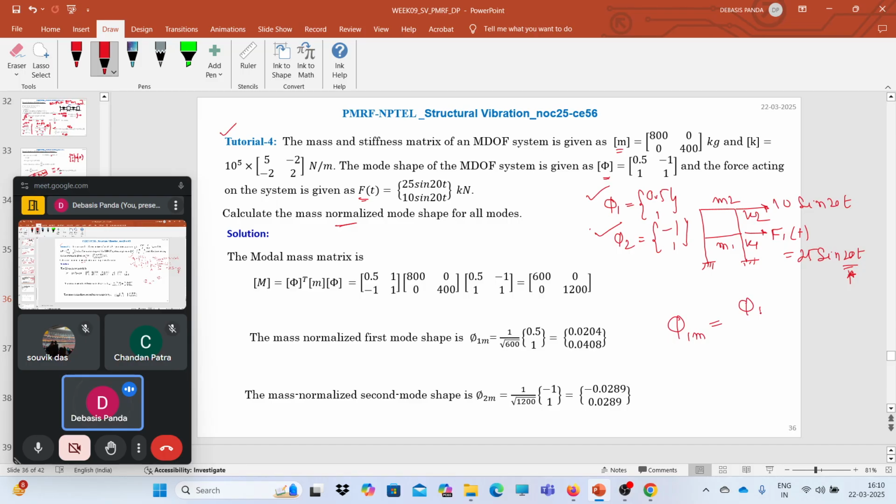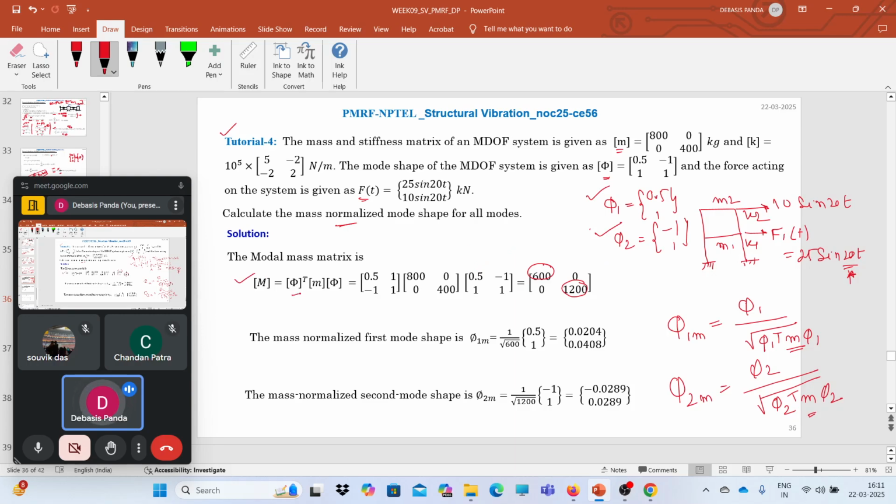So phi 1m is phi 1 divided by the square root of phi 1 transpose M phi 1. Phi 2m, the mass normalized mode shape, is phi 2 divided by the square root of phi 2 transpose M phi 2. Now you just need to do the calculations. What are those components? Phi 1 transpose M phi 1 and phi 2 transpose M phi 2. This and this, right? If we do the calculation with respect to the mass matrix, we can easily find them out. So what will be the modal mass?